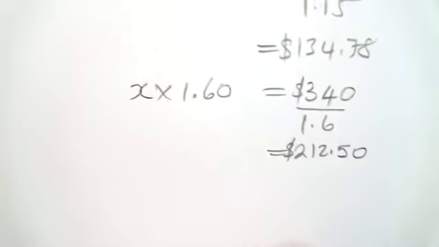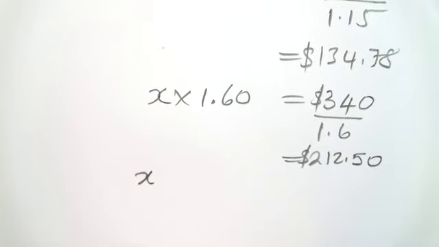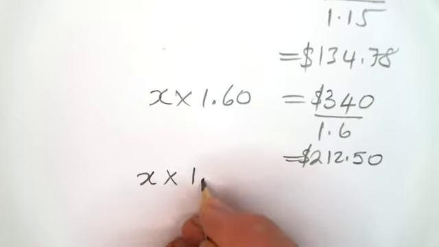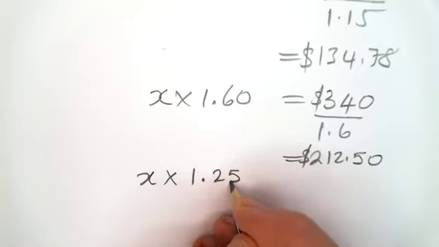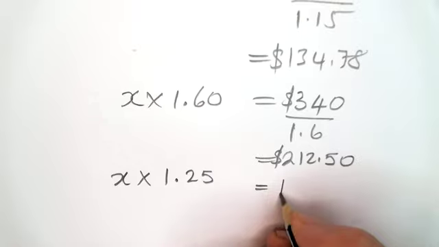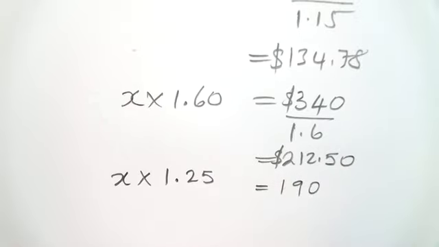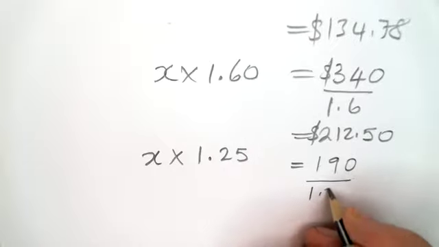Let's say you walk into a store and there's an item, and the item has just been increased in price. In fact, it's been increased in price by 25%. And after a 25% increase, the price is now $190. What was the price before the increase? Easy. We divide it by 1.25.